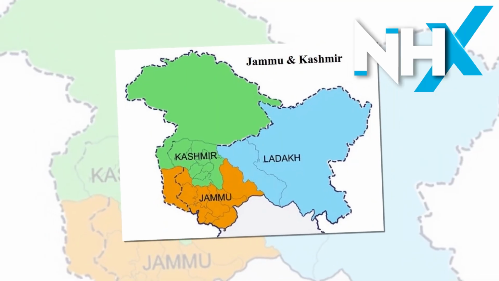So therefore, they automatically became that. The second category was the religion. On that basis, it was decided that, for example, if the majority of the subjects follow a religion different from that of the ruler, then in that case there should be a plebiscite. Like in the case of Jammu Kashmir, Junagadh.